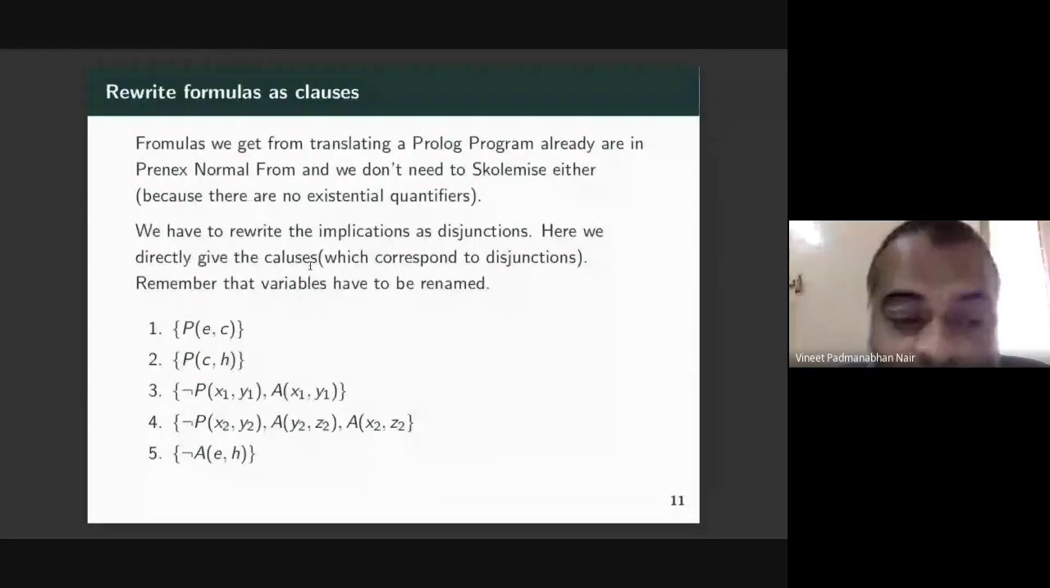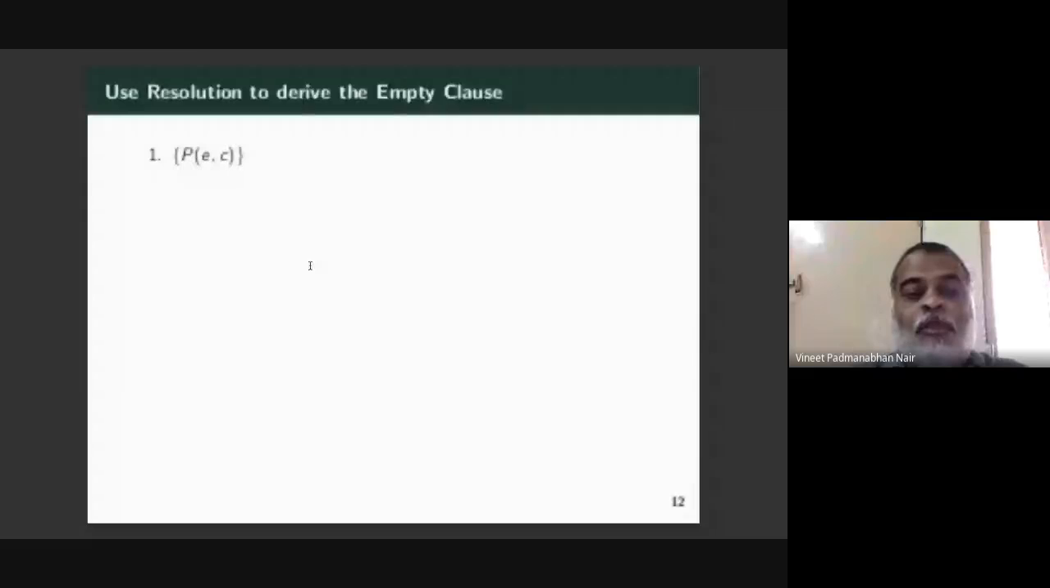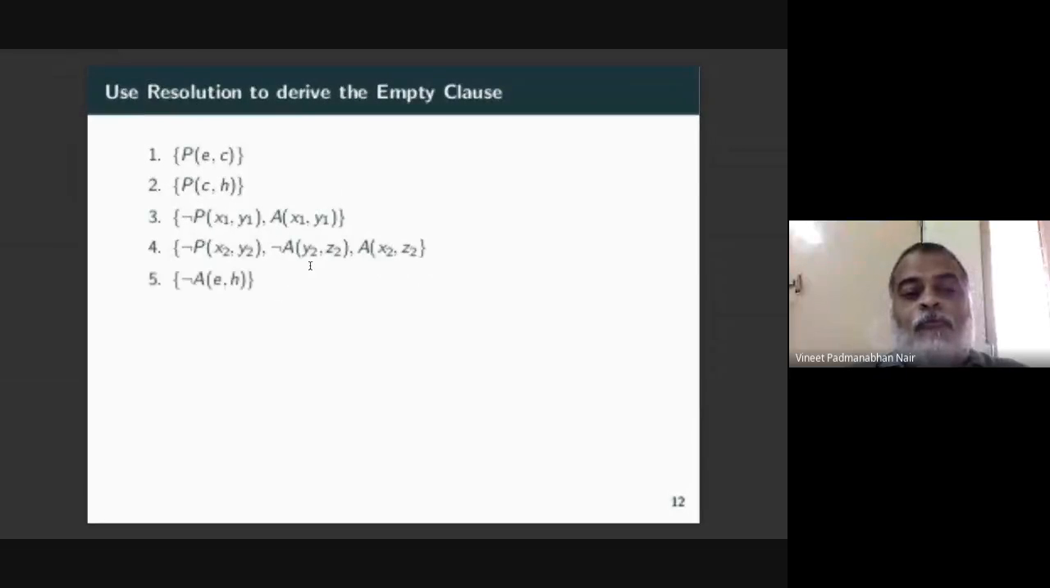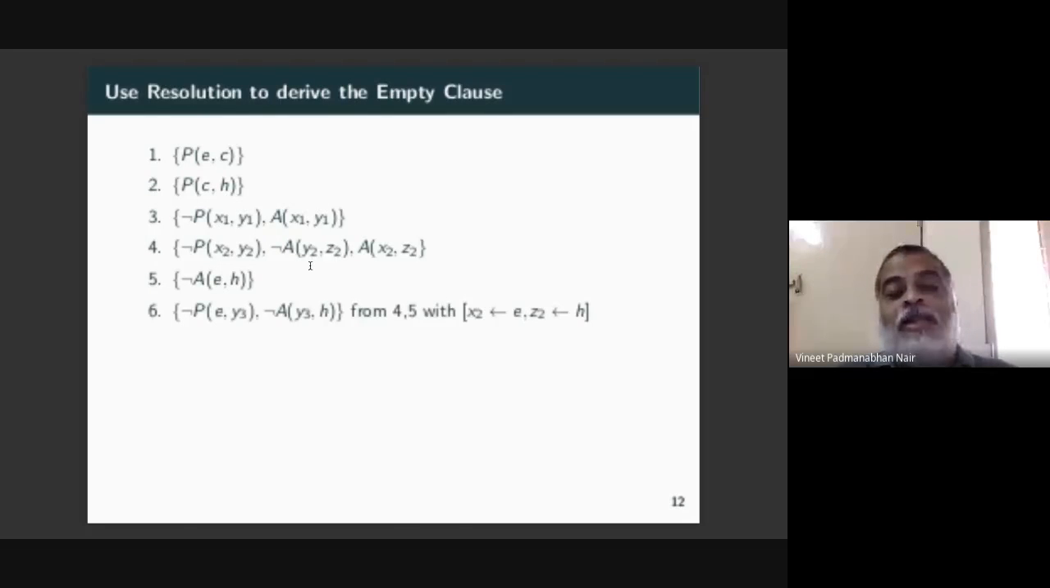Anybody? No. Okay, so see this. I have written down the same one. 6 is, yeah, okay, you can tell. Anyway, I've given the answer: not P E y3, not A y3 H from 4 and 5.